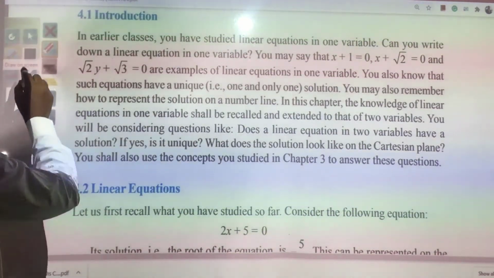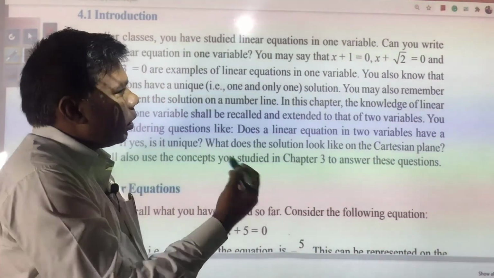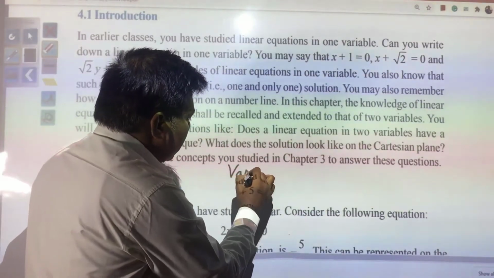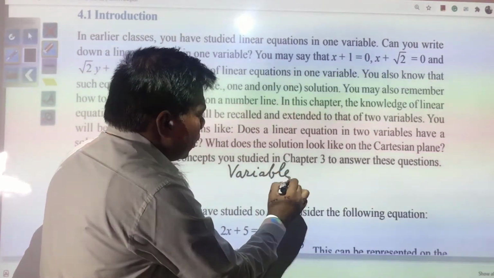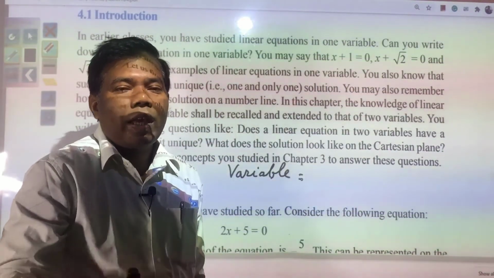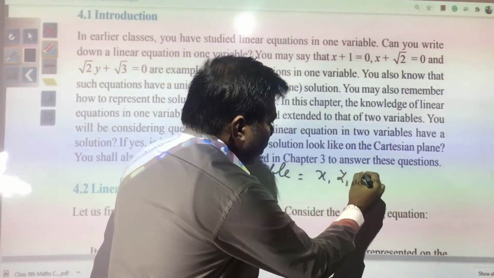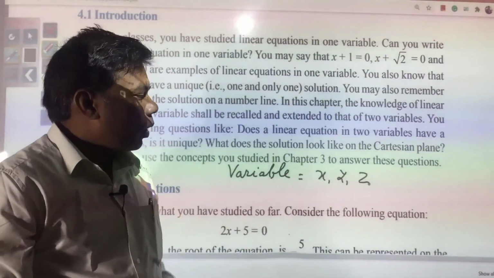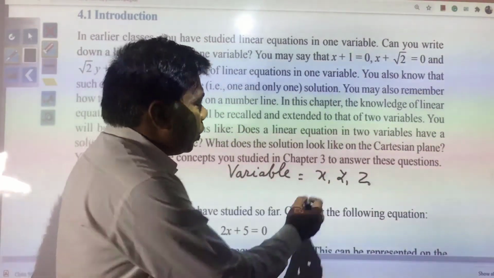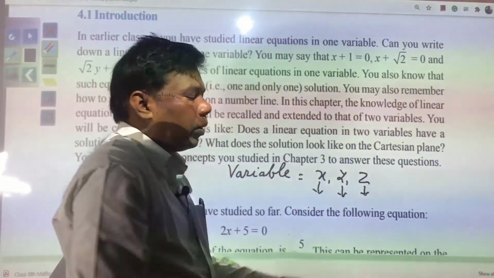So, we can write any equation in one variable. What does variable mean? Before starting, you have already learned, but again I am repeating: a variable means a number which can take different values. Suppose you have x or y or z or a, b, c, whatever. If we are writing x, y, z, it means we do not know the value of x, we do not know the value of y, we do not know the value of z.